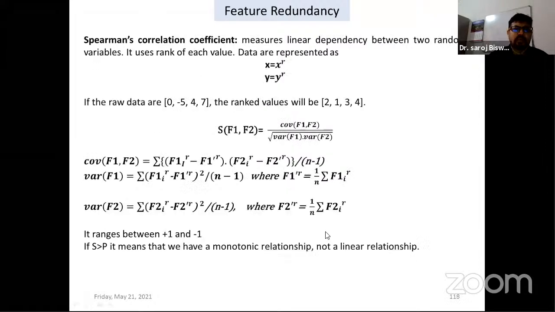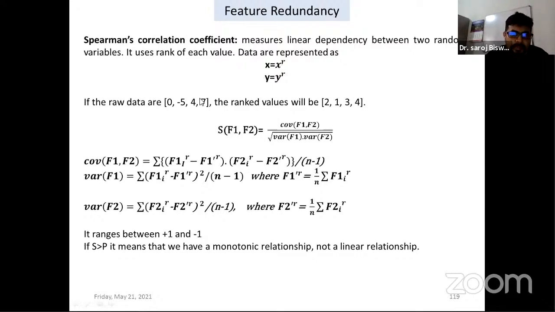Now we have the next one, called Spearman's correlation coefficient, right? It is another correlation coefficient. It measures the same thing, linear dependency between two variables. But you have to understand that this technique is not going to use the values of the vector. Rather, it uses the ranks of the vectors. So in this case, data is represented like this: x is represented by x to the power r, which is the rank of x.